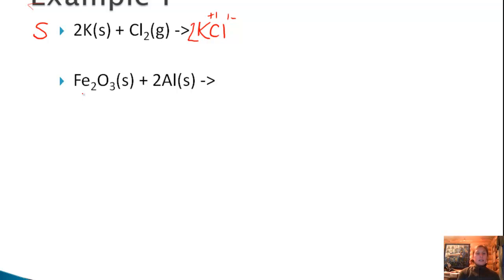Okay, let's see, we have iron(III) oxide and aluminum. I see a metal by itself, and then a metal bonded with an anion. And so to me, this looks like single replacement. And so I'm going to replace the iron with the aluminum. So now I have aluminum, and aluminum's a 3+, oxygen's a 2-, so Al2O3, plus iron on its own. Okay, and that's a single replacement. We replaced the cations. Only one anion was present.